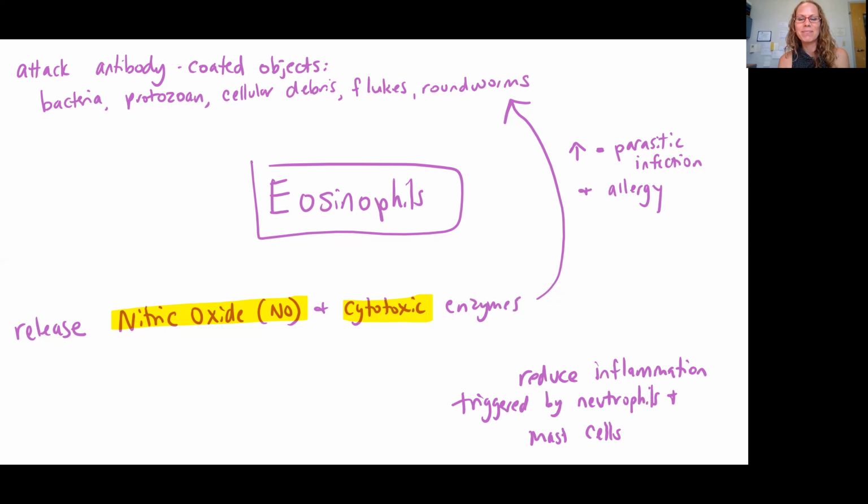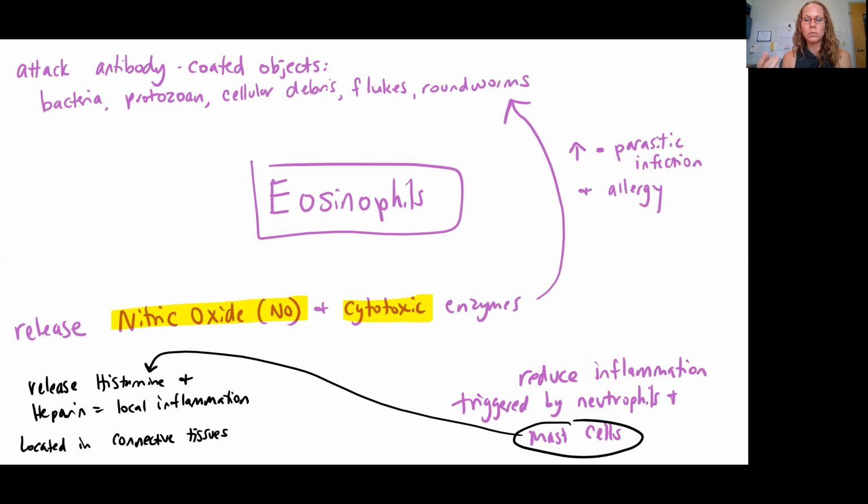Okay, moving on. Last little bit here is that your eosinophils will actually reduce inflammation. So the neutrophils were triggering inflammation with prostaglandins. We also have another group of cells called mast cells. Mast cells are discussed in chapter 4. These are cells that are found in our connective tissues. These cells release histamine and heparin, both of which are chemicals that trigger local inflammation.